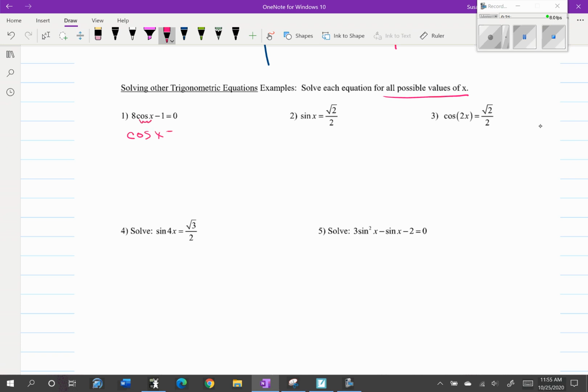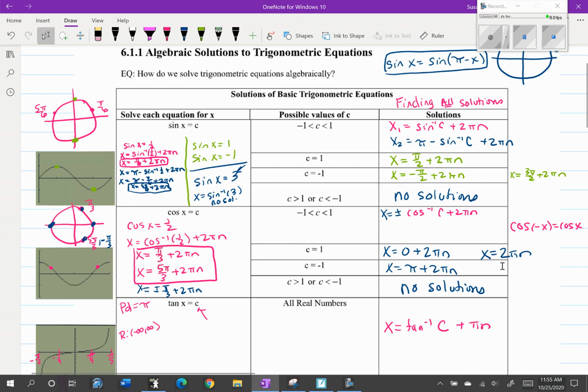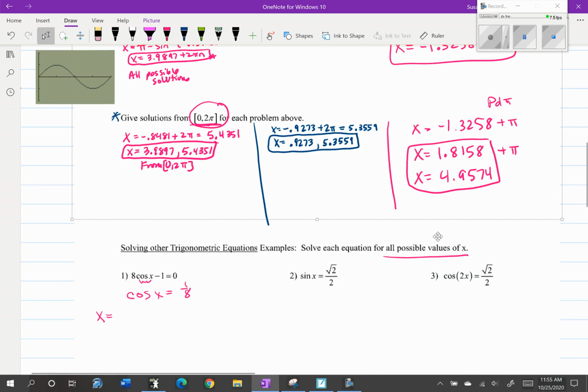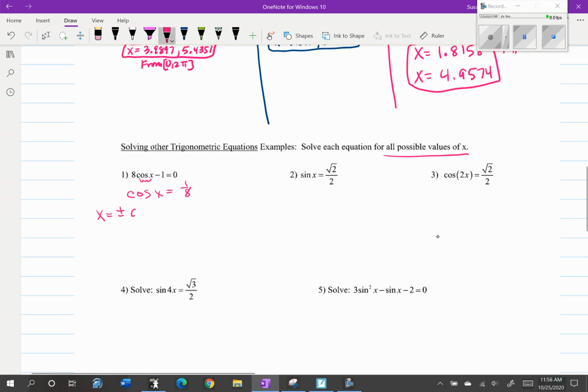So if I isolate the cosine of x by adding the 1 and dividing by 8, I get cosine of x is equal to 1/8. Then to get x by itself out of the cosine, we use the cosine inverse. 1/8, of course, is in between -1 and 1. So our solutions are going to be plus or minus cosine inverse of that plus 2 pi n. So x is equal to plus or minus the cosine inverse of 1/8 plus 2 pi n gives us all of our solutions. If you plug that into your calculator, you get 1.4455 plus 2 pi n.